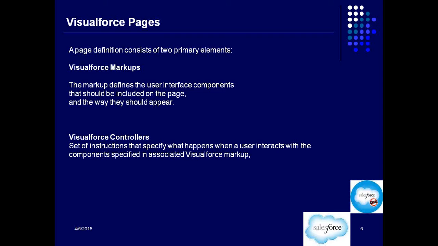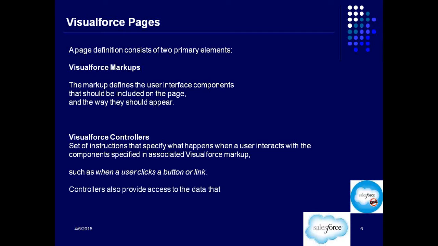We will get into that. So for now you just need to understand these two elements of a Visualforce page. It will definitely have the markup and it will also have these controllers. Okay, a set of instructions that specify what happens when a user interacts with the component specified in the associated Visualforce markup, such as when a user clicks on a button or a link. So if a user clicks on a button, does it open a different page or does it change some data on the same page? That all depends on the controller, all the logics or set of instructions which are defined in the controller.